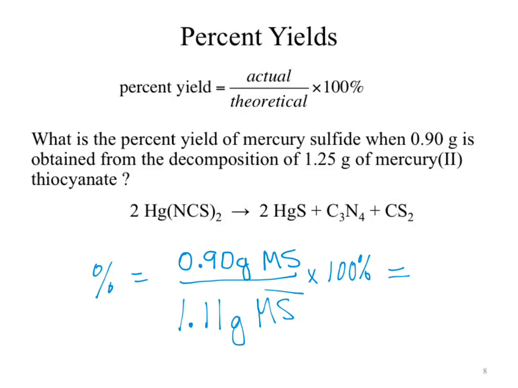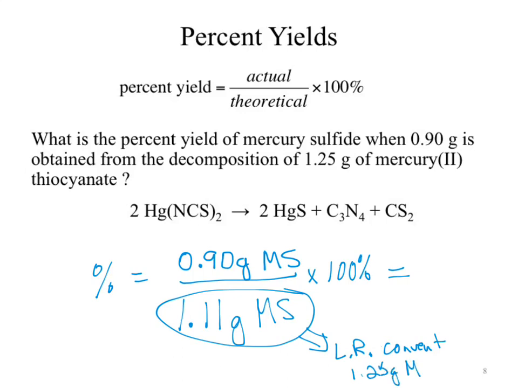Okay, remember, to get our 1.11, this is a limiting reactant calculation. We have to go back through and convert our 1.25 grams of mercury thiocyanate into grams of mercury sulfide. That is a pretty long calculation. That's the one we just worked through. We didn't actually solve it, but I think the numbers come out right. Okay?